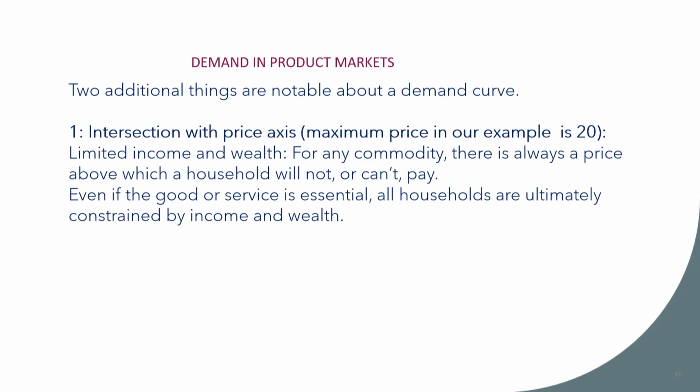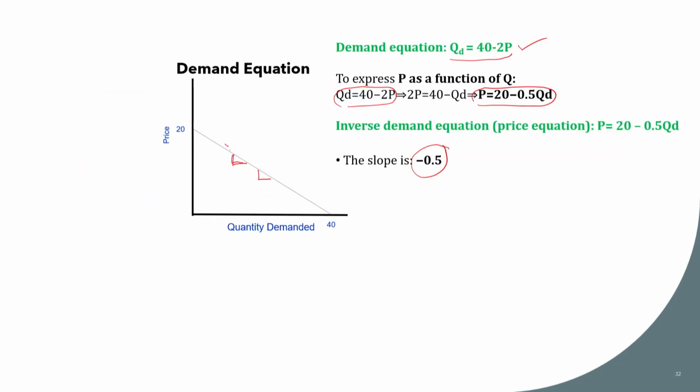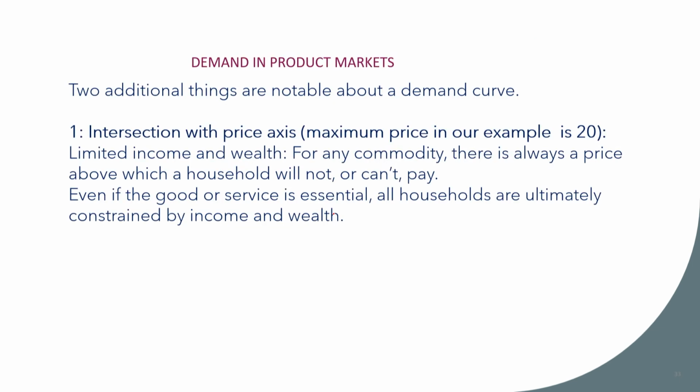So when we talk about demand in product markets, we can see from this diagram two important things. One, there is an intersection with the price axis. The demand curve intersects on the price axis, the y-axis, and on the x-axis also it intersects. So what is the interpretation of this intersection?